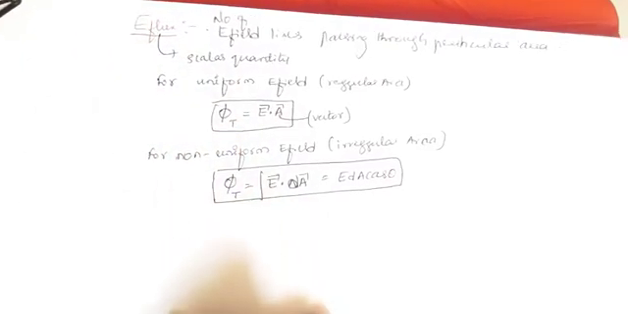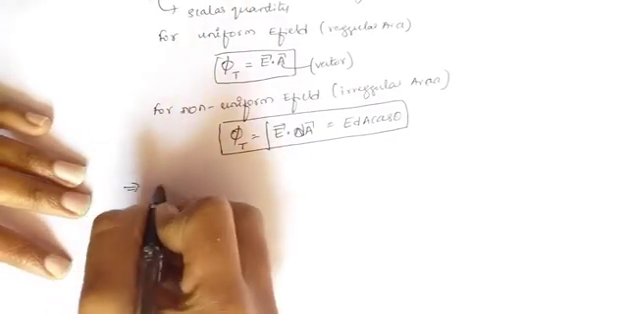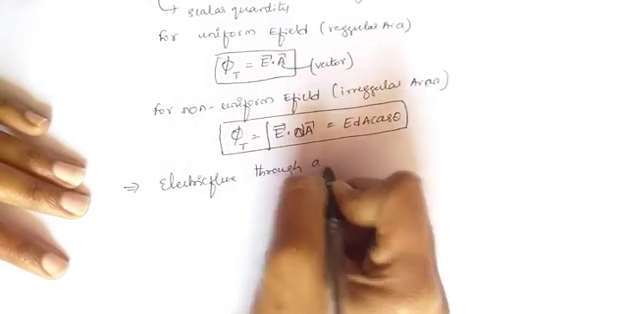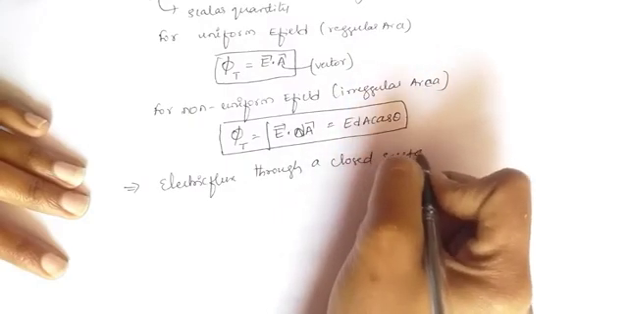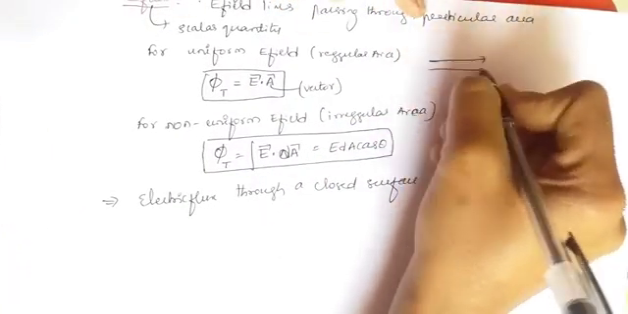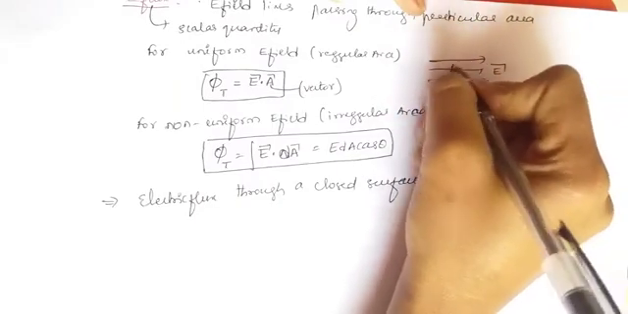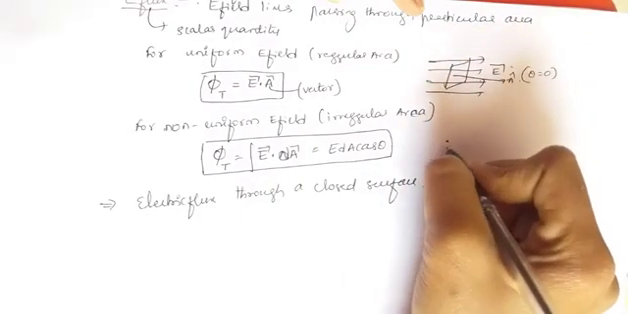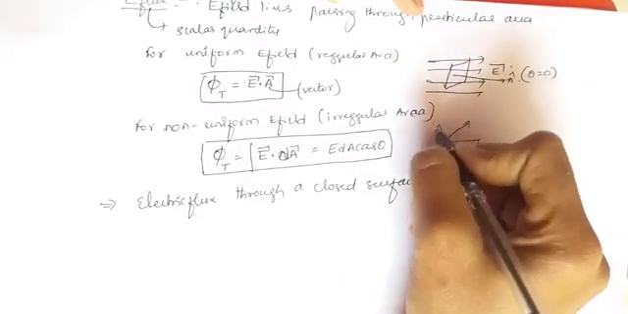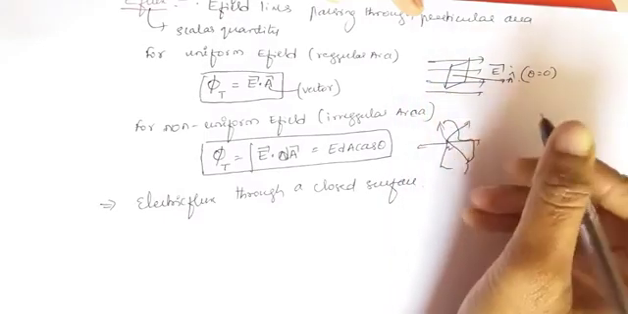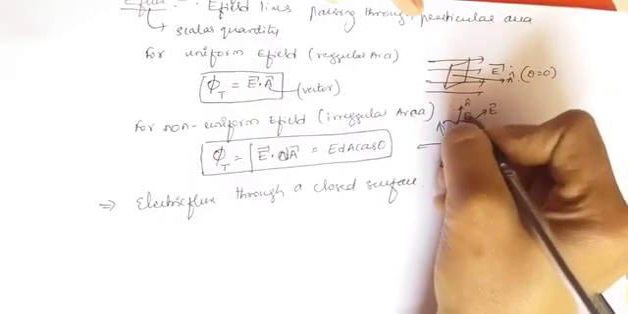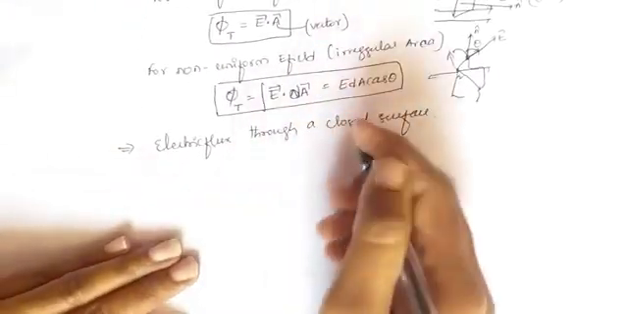Now, electric flux through a closed surface. In this situation we take a uniform electric field. This is the electric field direction. Here we take one area, so the area vector is like this, both are in the same direction, then theta is equal to 0, so that's why EA. Here we take one charge and the electric field is non-uniform and the area is irregular. At this point, this is the electric field direction and this is the area vector, so here we get some angle theta.